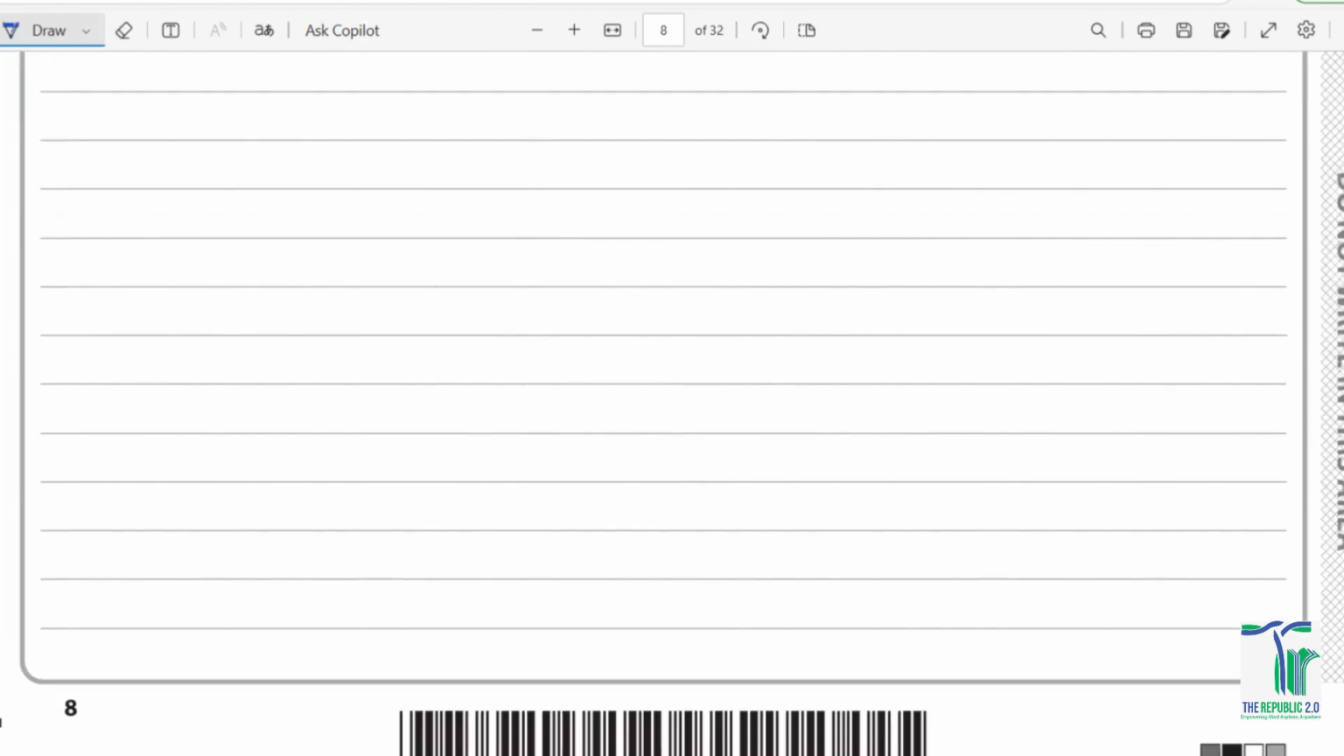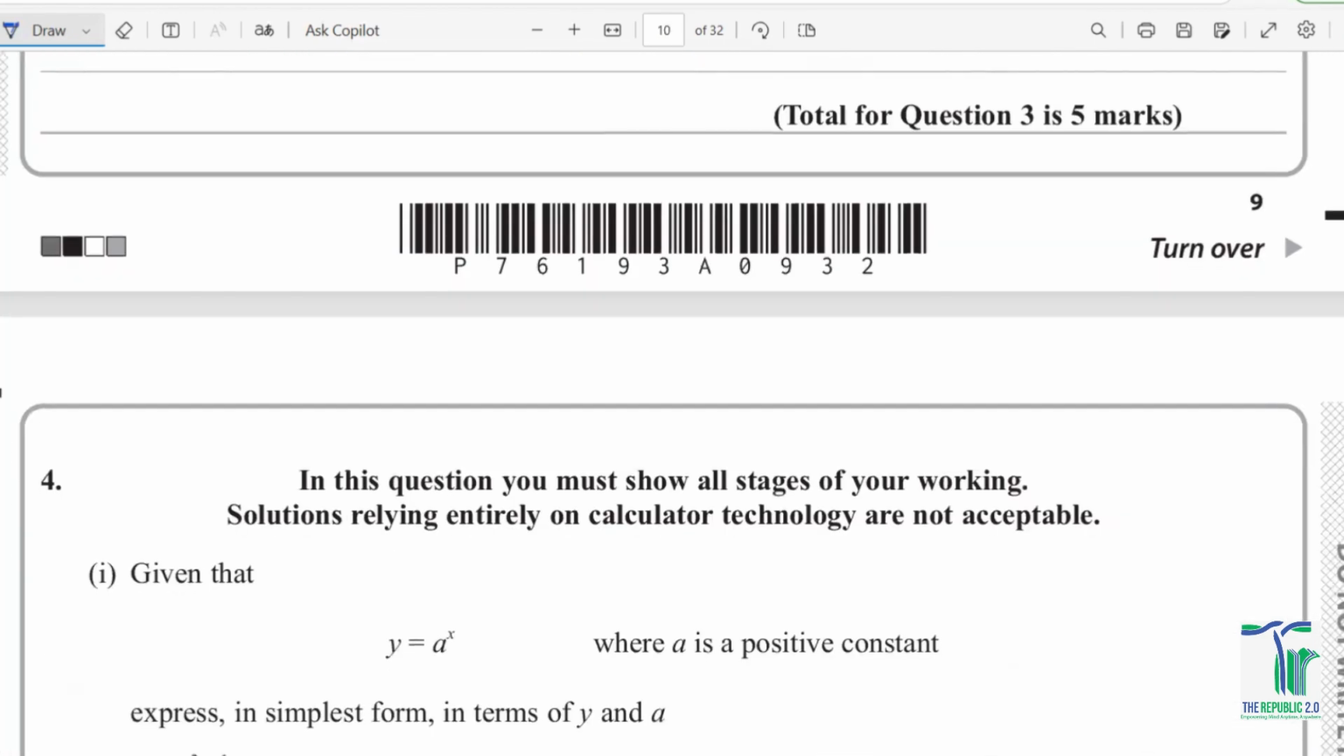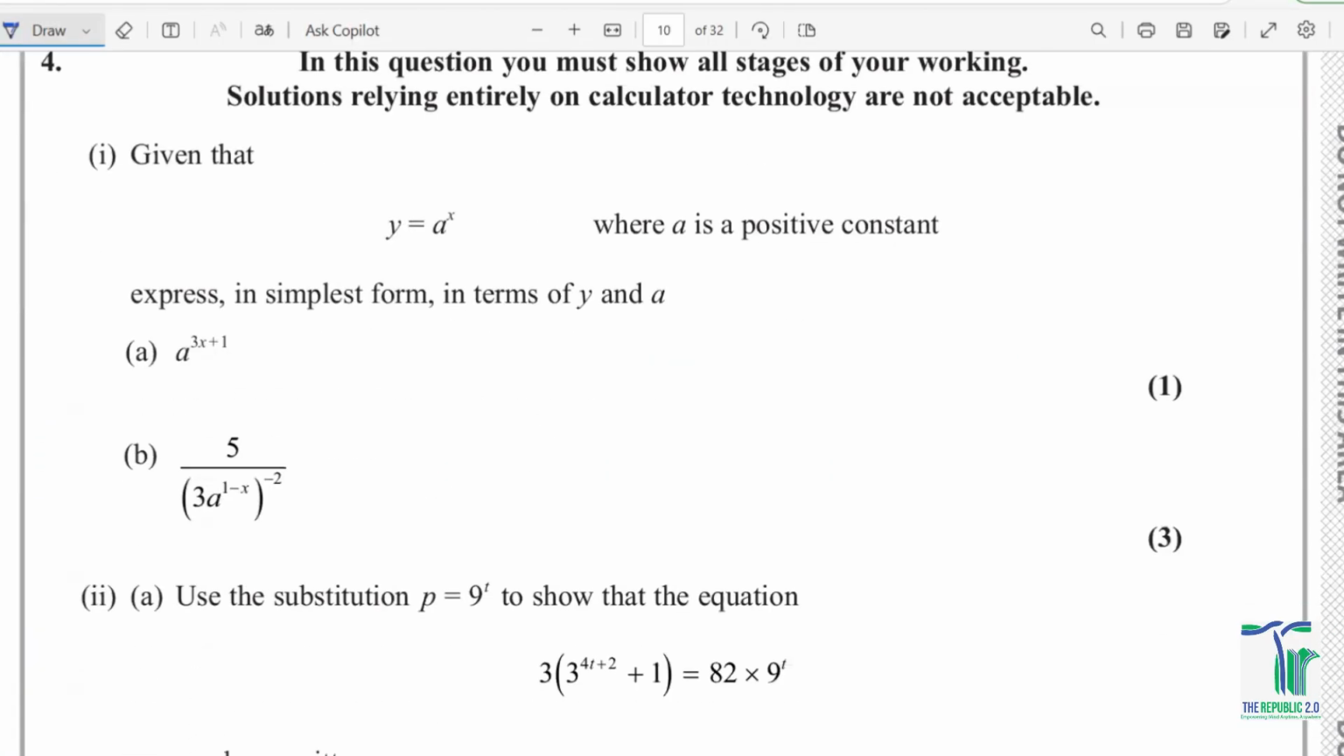Now we've got this question number 4. Question number 4 requires a lot of trouble to solve these simplifications. We've got this question number 4: given that y equals a to the power of x, express in the simplest form in terms of y and a.